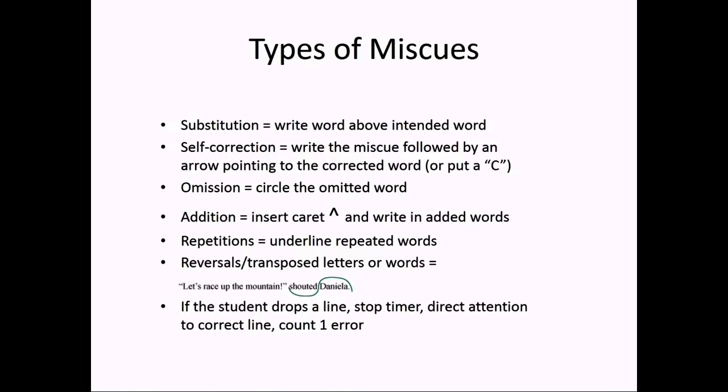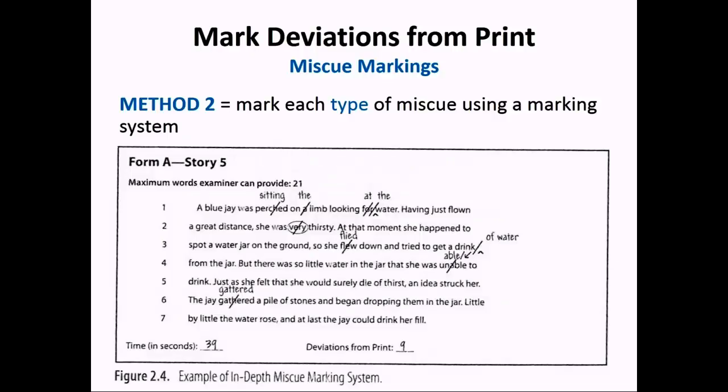All right, so the actual names for these: substitution. If the child substituted a word for the word that was in the text, you write the word above the intended word. Self-correction. Write the miscue followed by an arrow pointing to the corrected word. So when you look over here, the word unable, the child first said able, so you write that down, and then the arrow indicates that the child corrected that miscue without any prompts from you. Another way of marking instead of that arrow is to put a C around the word able, meaning that the child corrected that mistake.